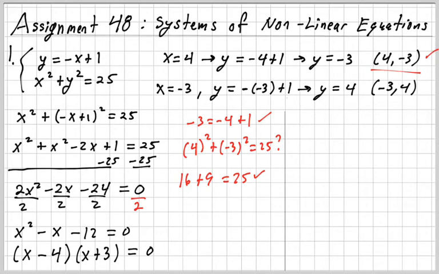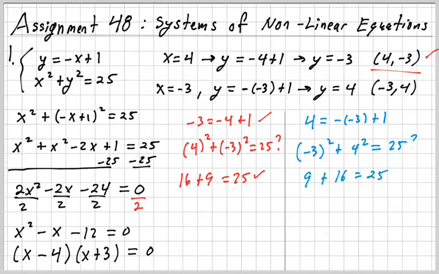Let's go ahead and check the other one. Does 4 equal negative 3 plus 1? Well, that's exactly what we did right there, so yes, that's good. Okay. And then negative 3 squared plus 4 squared, is that equal to 25? 9 plus 16 is equal to 25. So that checks out. So both our solutions are good.